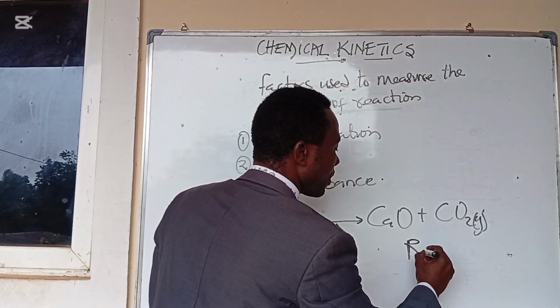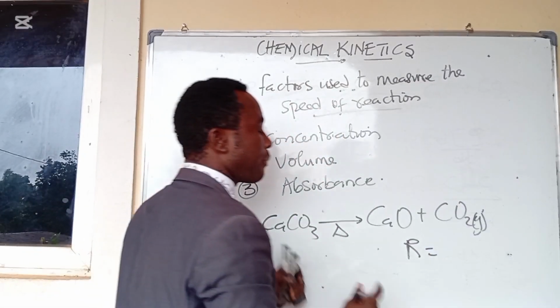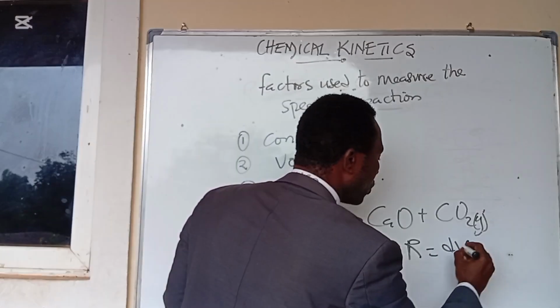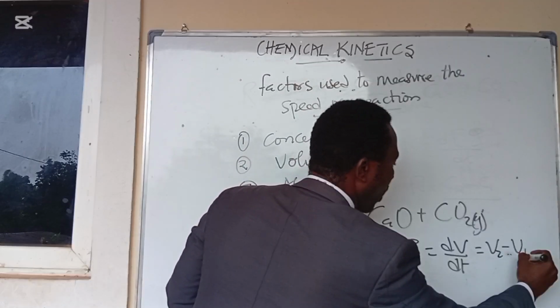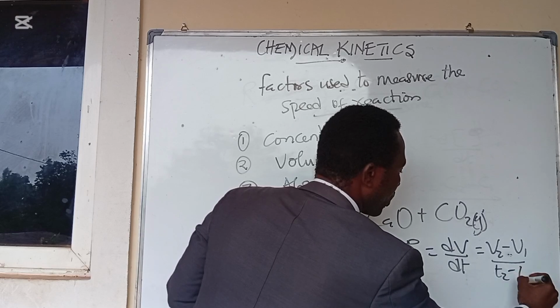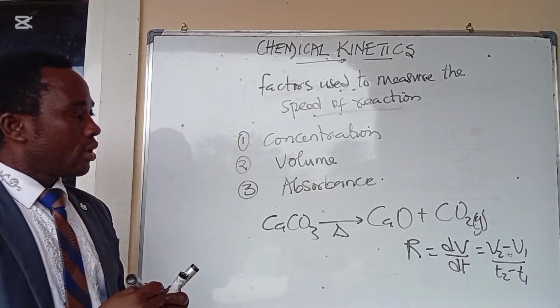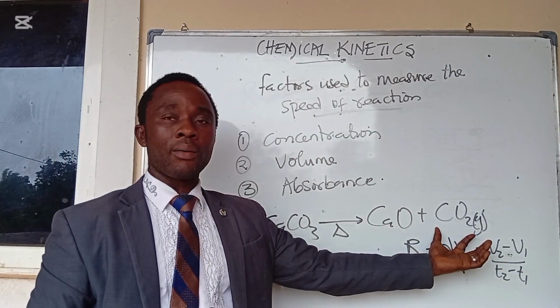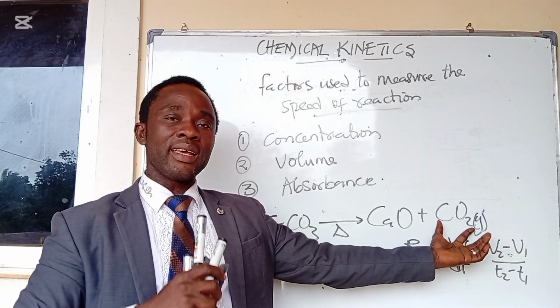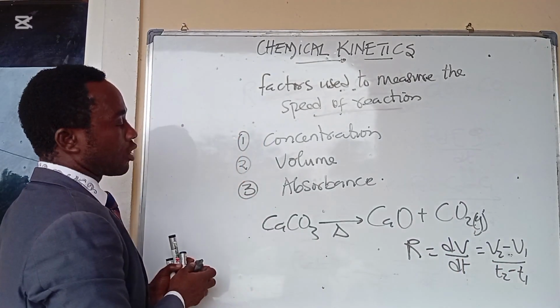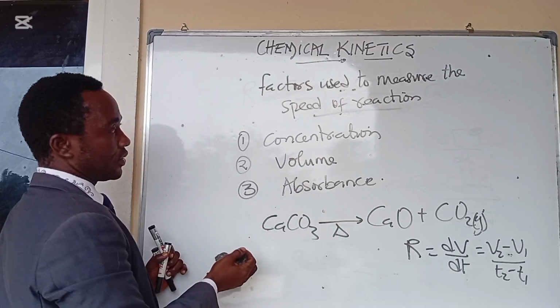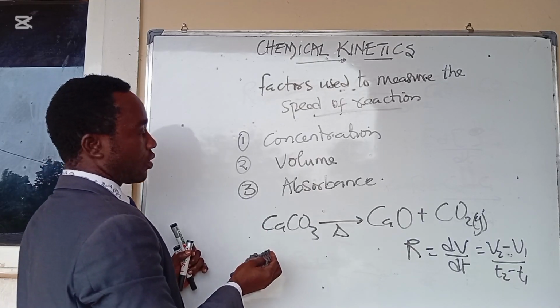The rate or the speed of reaction will now become the change in volume divided by change in time, which is V2 minus V1 over T2 minus T1. So I can use, in this case, carbon IV oxide, which is a gas, to determine rate. Then the third way we can determine rate, another factor that we can use to determine the rate of reaction, is absorbance.